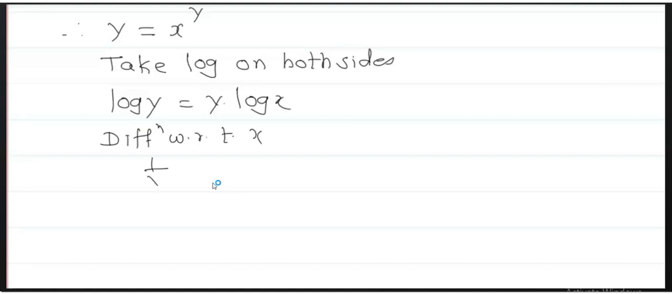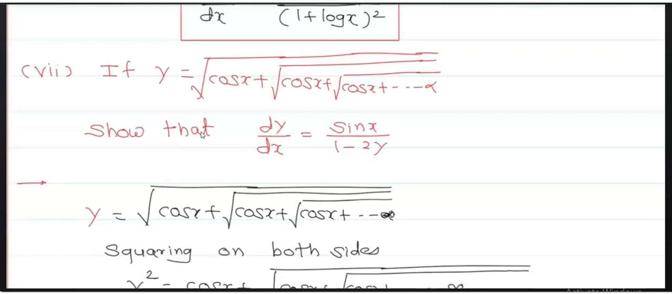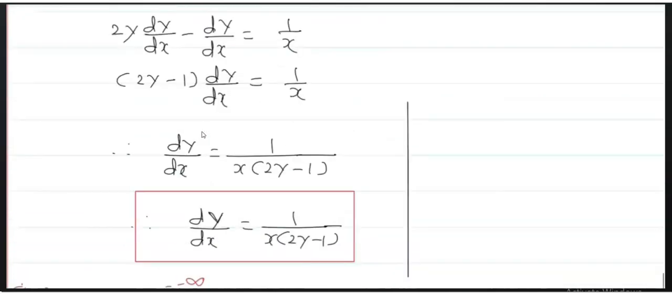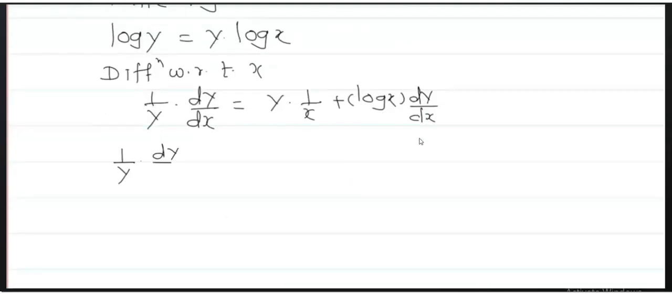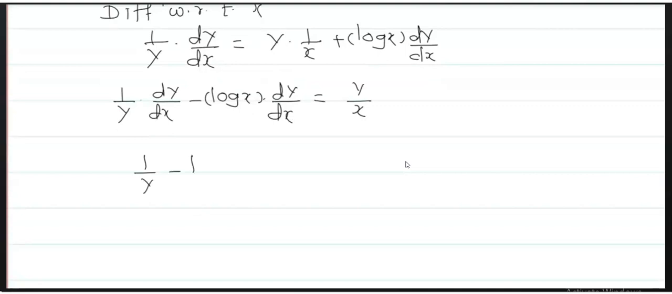Differentiate this with respect to x. Log of y gives 1 upon y into dy by dx. Y into log x, product rule: y as it is, derivative of log of x is 1 upon x, plus log of x, derivative of y is dy by dx. Collect the terms of dy by dx. Therefore 1 upon y minus log of x, bracket complete, dy by dx is equal to y upon x.